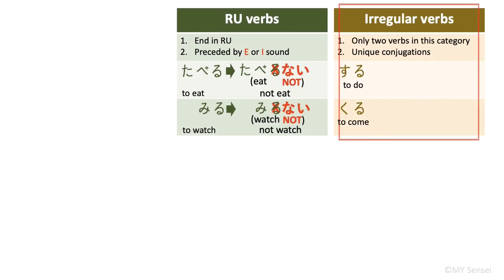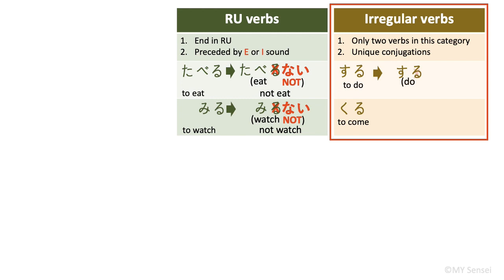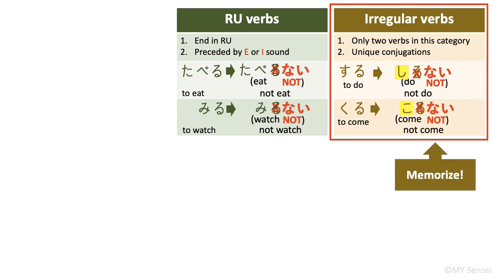Now let's move on to irregular verbs. For suru, to do, drop ru, change su to shi, and then add nai. So shinai is the negative form of suru, which means not do or will not do in present tense. For kuru, to come, drop ru, change ku to ko, and then add nai. So konai is the negative form of kuru. You simply just have to memorize them the way they are, as they are irregular verbs and there are no rules to follow here.